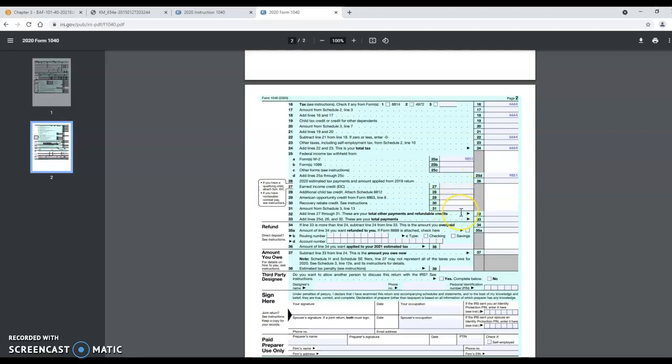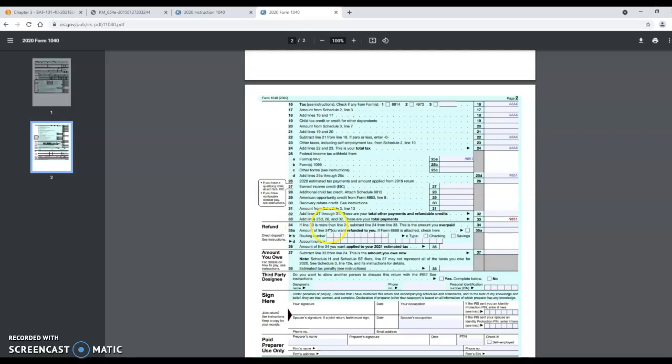Okay, line 32, add lines 27 through 31. This is your total payments. Well, he didn't have any, so we're leaving that blank. Line 33, add lines 25D, which is the 9851, 26, 32, both of those are 0. These are your total payments. So that's 9851.